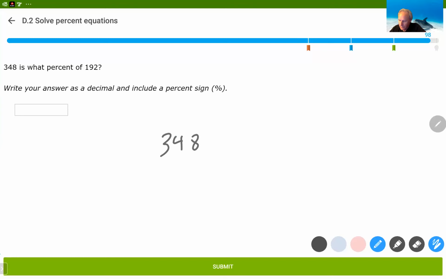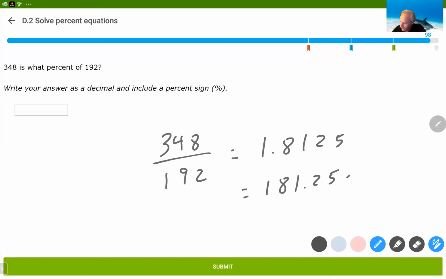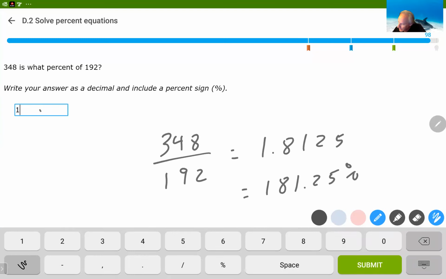$348 is what percent of 192? 1.8125. Percent symbol is included. That's 181.25%. Doesn't say anything about rounding. Double check my answer. Yep, looks okay.